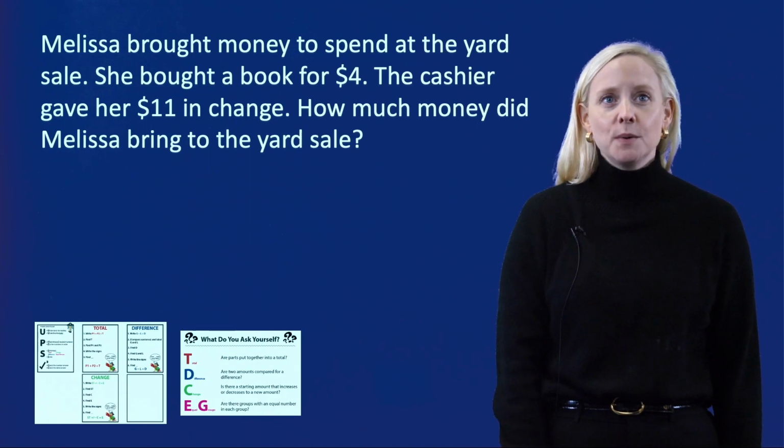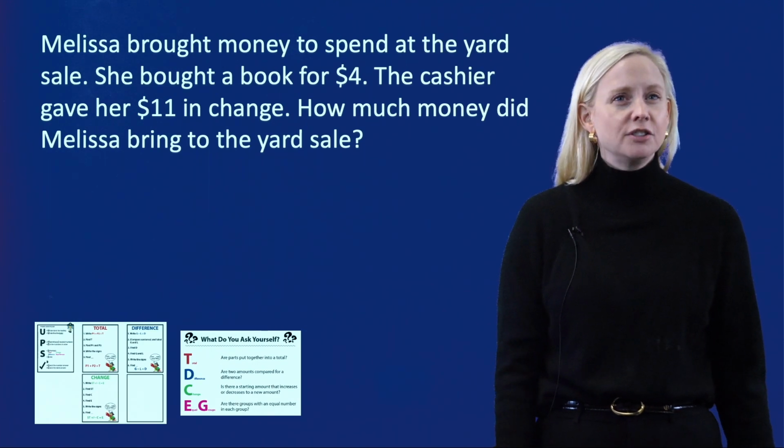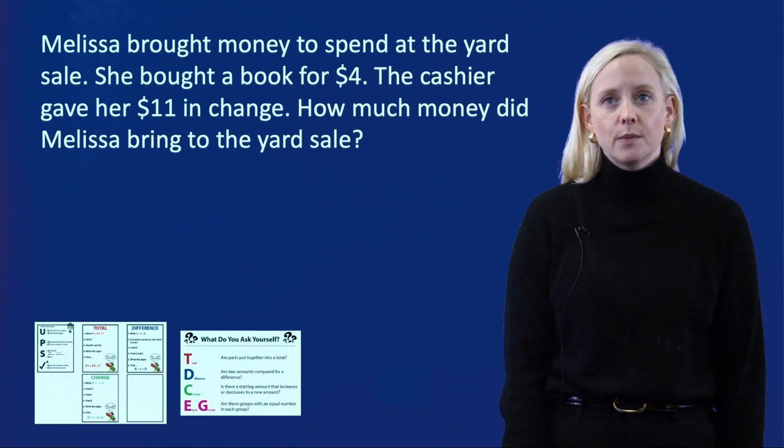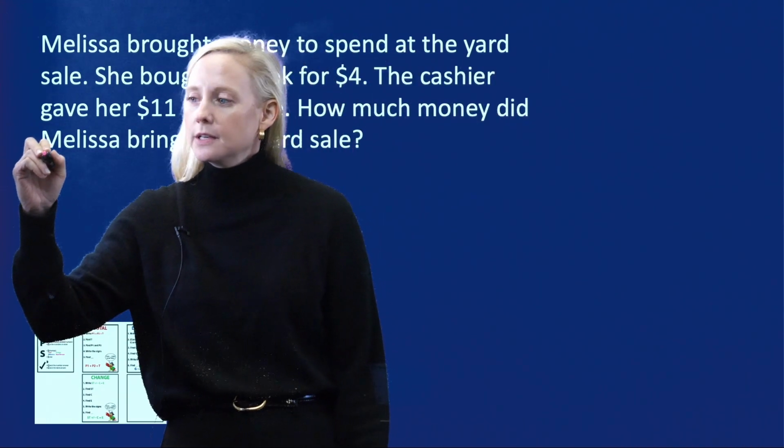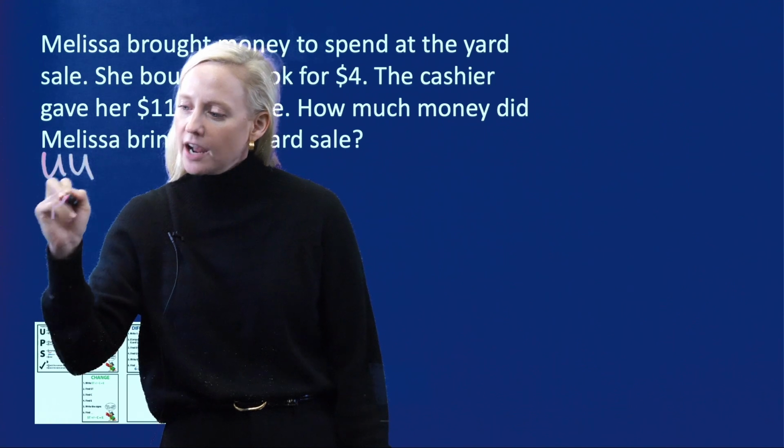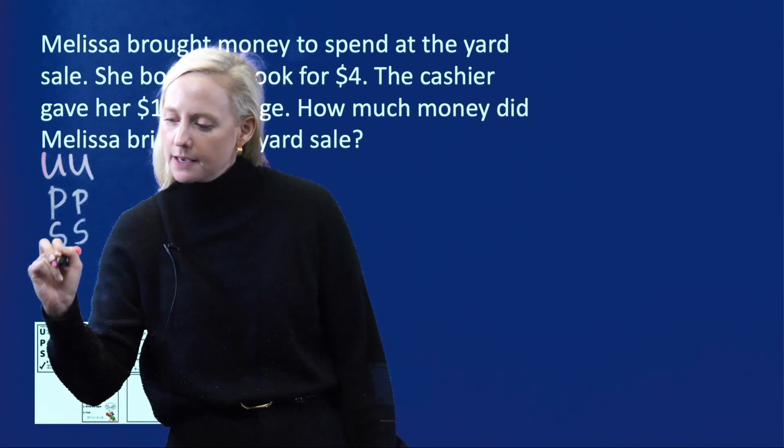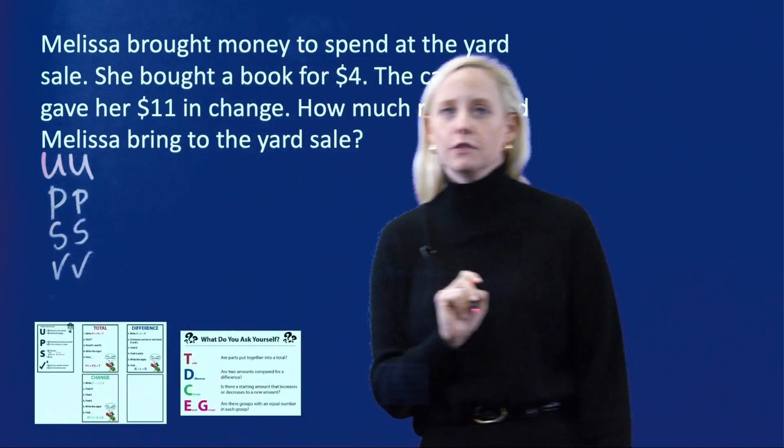Let's take a look now at an example of a change problem where our starting amount is missing. So as always, we want to check for a table or a graph. I don't see one, but if I did see one, I would number it. So what I'm going to do is write my UPS check attack strategy, UUPPSS check in our corner over here.